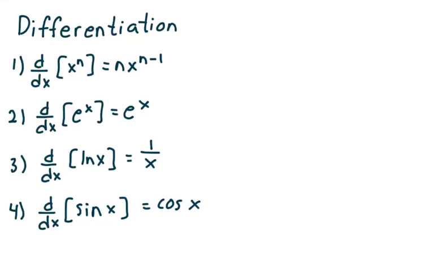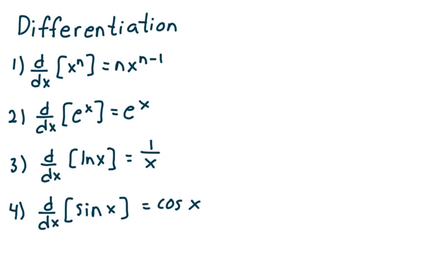This is a video on differentiation with an emphasis on the chain rule. But first, we want to look at the derivatives of some essential functions. Number one, the derivative of x to the n with respect to x is n x to the n minus 1. Number two, the derivative of e to the x with respect to x is equal to e to the x. Number three, the derivative of natural log of x with respect to x is equal to 1 over x.